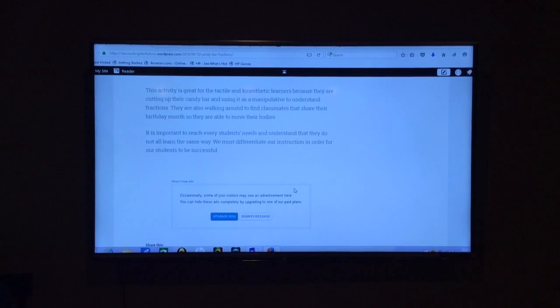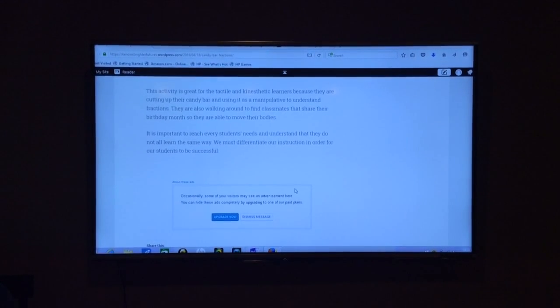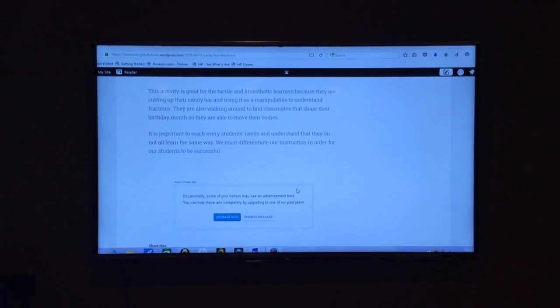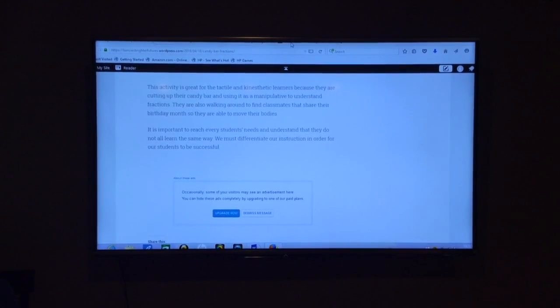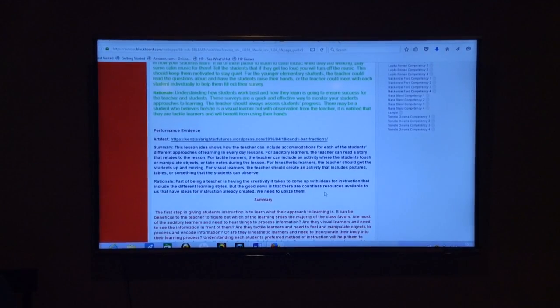So it's important to reach every student's needs and understand that they do not all learn the same way. We must differentiate our instruction in order for our students to be successful. And that was my performance evidence.